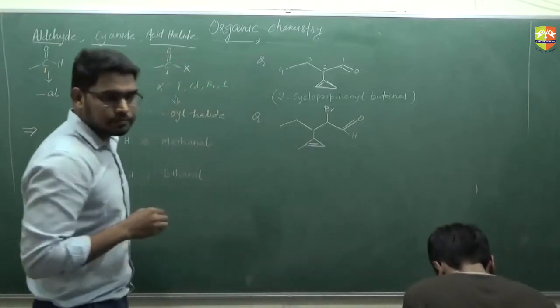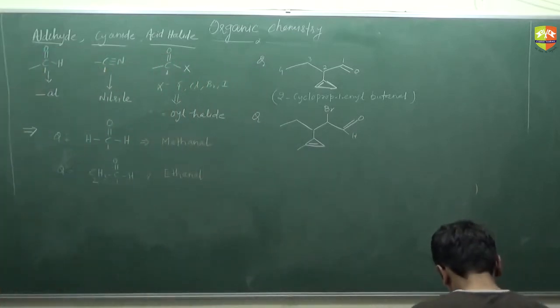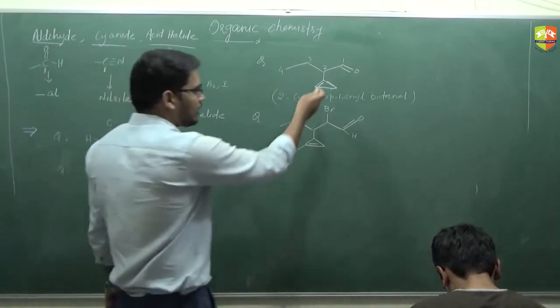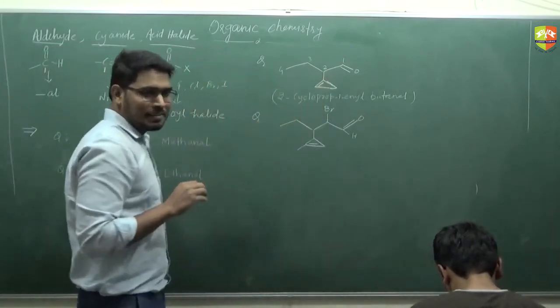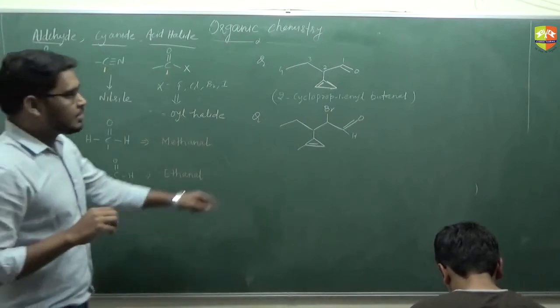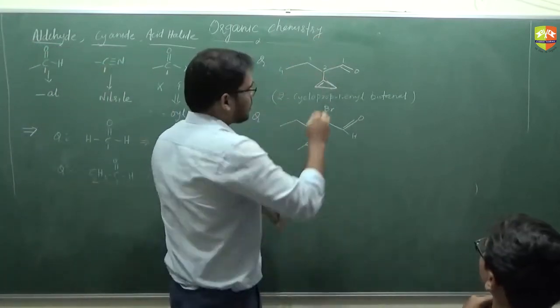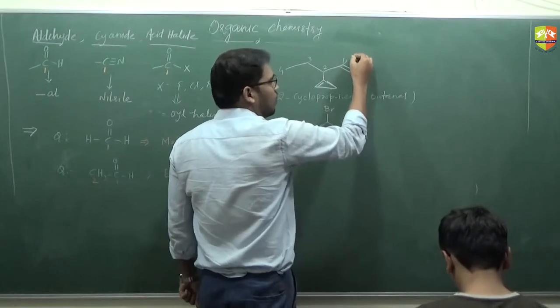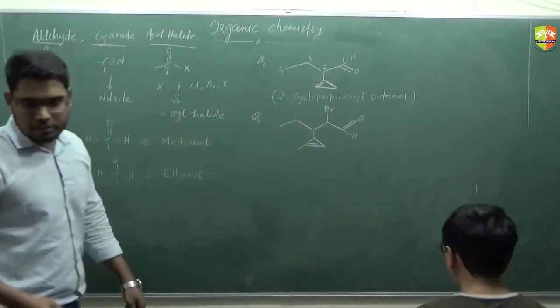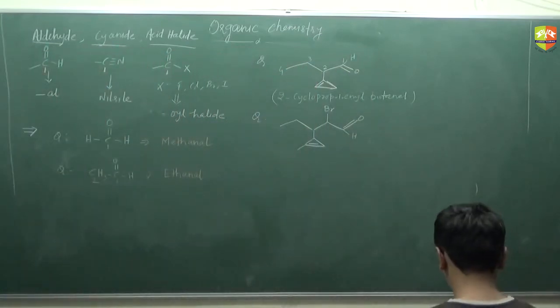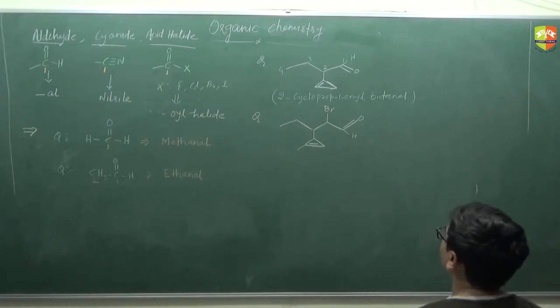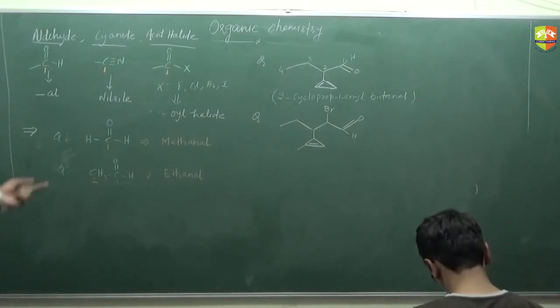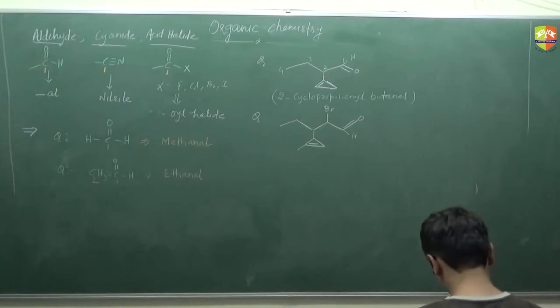Sir, but usually won't we write CHO only? You can write CHO, but you can write this way also. It means this carbon has three bonds, so one hydrogen is present here. This is a bond line formula. Carbon-hydrogen bonds we don't represent. It will always be an aldehyde if it is on the terminal carbon.